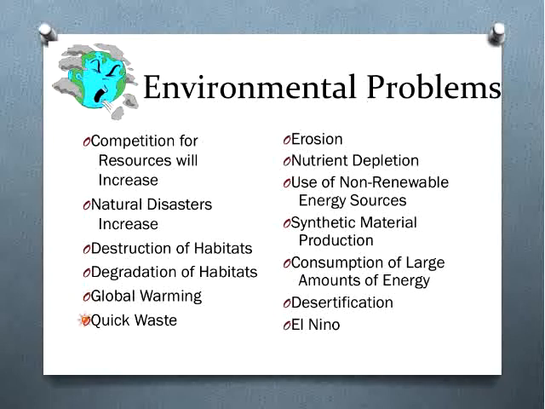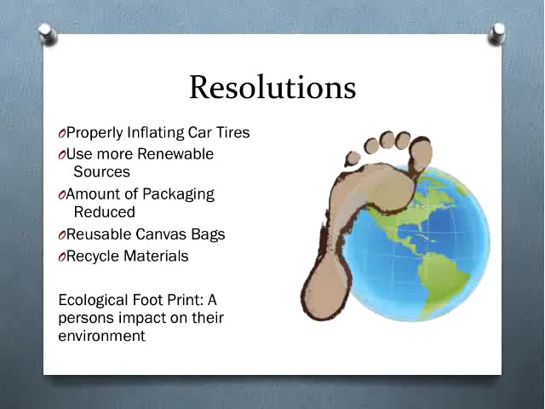And you have quick waste, which is the wrappings from, say, your pack of meat you got at the store that you take right off and cook. That's going to hurt our environment. You have the erosion from irrigation problems. You have nutrient depletion from fertilizing. You have the use of non-renewable energy sources in factories. You have synthetic material production from factories. You have consumption of large amounts of industry and work. You have desertification and El Nino caused by global warming. Just tons of environmental problems that come about from this human population growth.